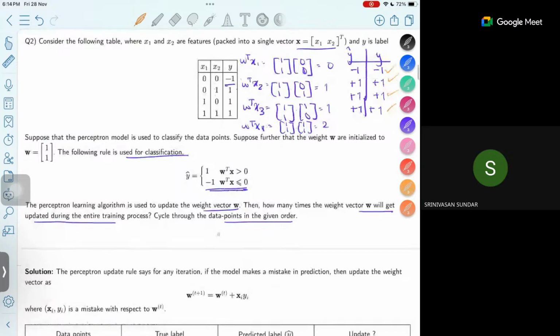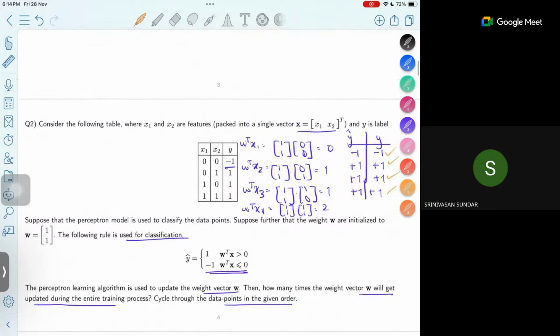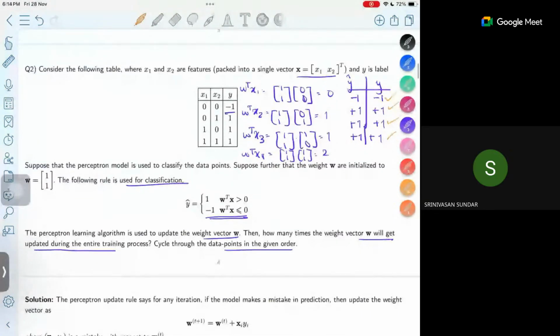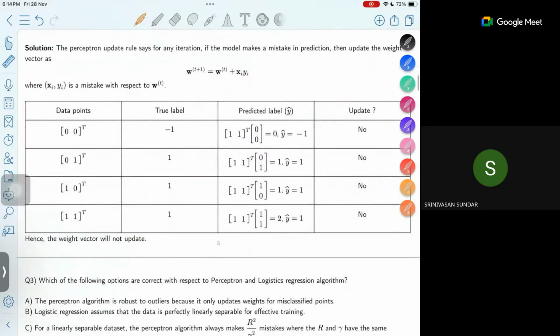So what's the question that's asked actually? How many times will the weight vector get updated during the process? It will not get updated at all. The first vector itself correctly classified everything. So it will update 0 times.